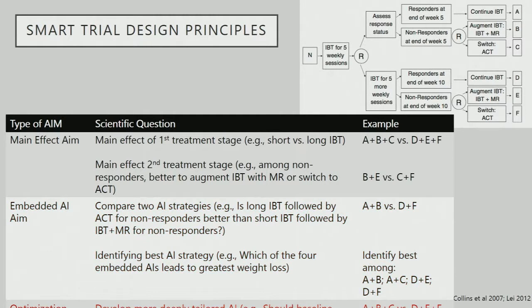And the third one, which doesn't appear on the screen, is the optimization aim. So here, what you're doing is you're looking at additional tailoring variables which weren't included initially up front in this design. So maybe you want to assess whether or not people who are binge eaters should go for the initial 5 sessions or 10 sessions. So you might stratify your analysis, similar to a moderator analysis, looking at whether baseline binge eating has a different outcome whether you start with the first stage strategy of 5 sessions or 10 sessions.